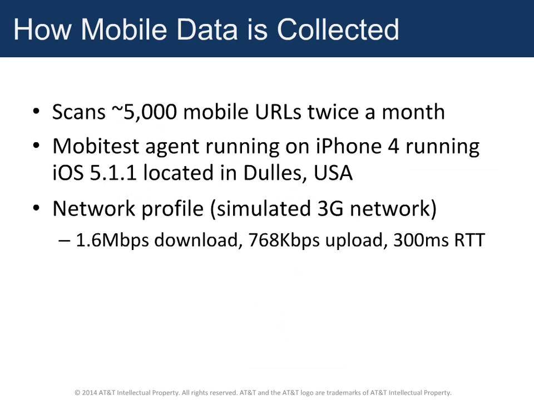It uses the Akamai Mobitest agent running on an iPhone in Dulles, Virginia, and it uses a simulated 3G network. Its download speed is 1.6 megabits, its upload is 768, and it has 300 milliseconds of latency injected to simulate the characteristics of a mobile network. As we all know, mobile networks are pretty high latency. LTE, so 4G, is around the 100 millisecond mark. 3G can be anything up to 1,000 milliseconds. And it's latency that has the biggest impact on web performance.